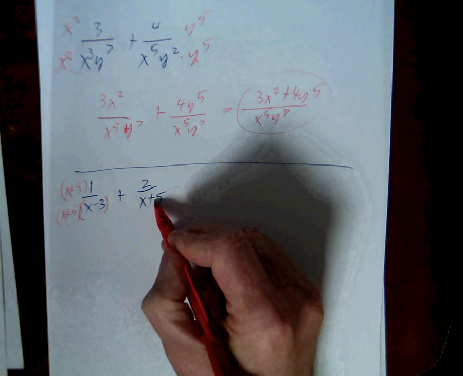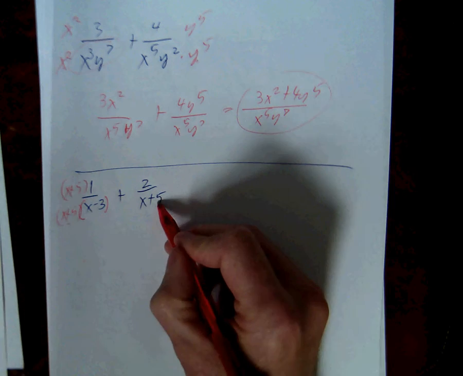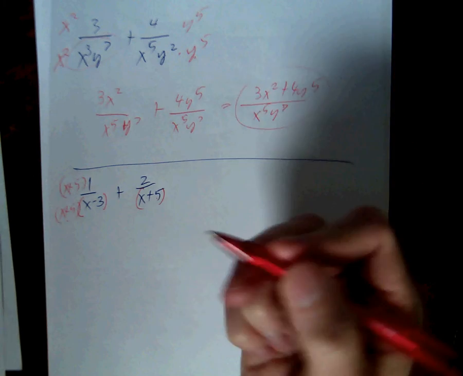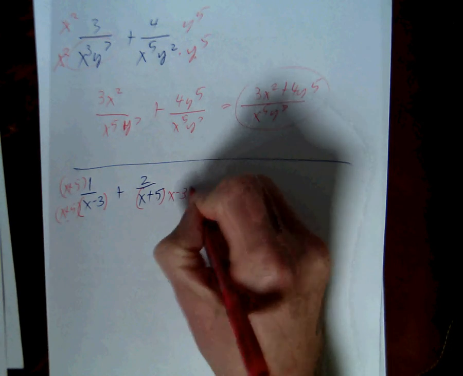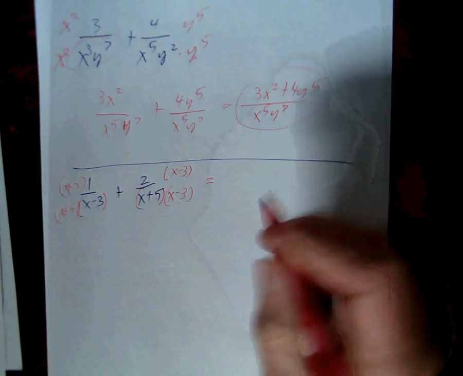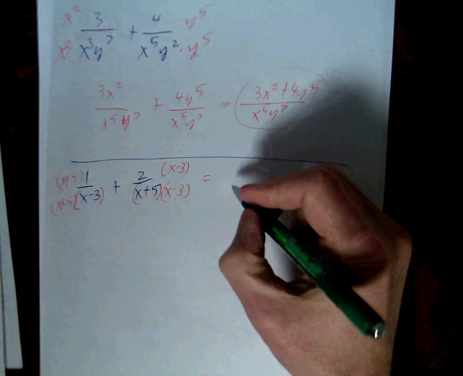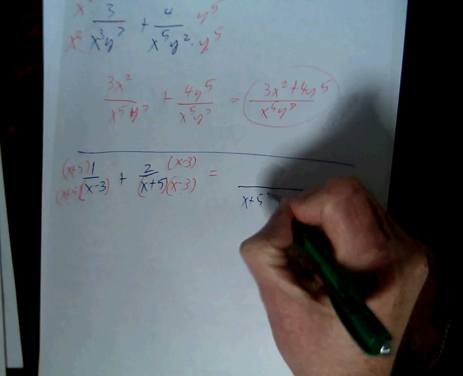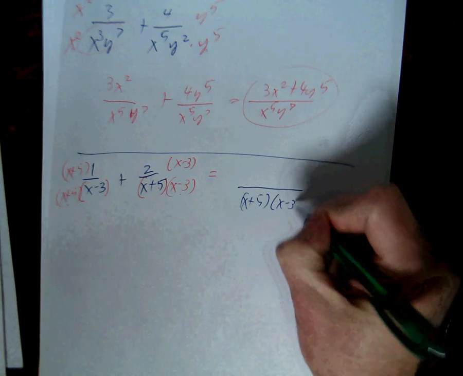And likewise over here, there's no way I can make this look like an x minus 3. So the only way I can get a common denominator is I'm going to multiply by x minus 3. And whatever I do to the bottom, I have to do to the top. So now I end up with x plus 5 times x minus 3 on the bottom.